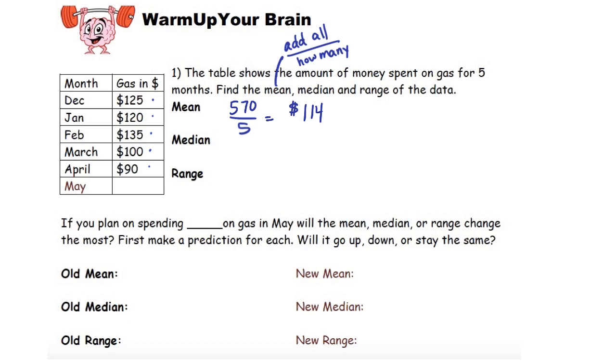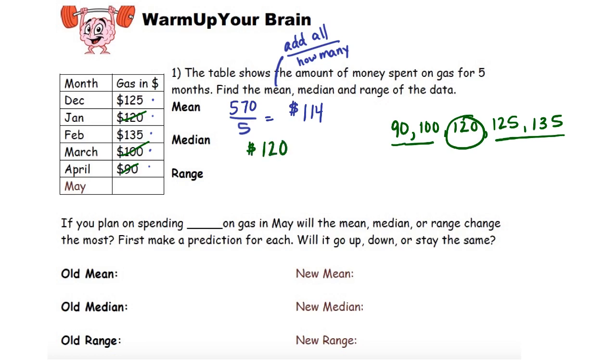Now for the median, what we need to do first is we need to put our numbers in order. So we're going to take our numbers and we're going to put them in order from smallest to biggest. We have 90, 100, 120, 125, and 135. Now remember, for the median, it is the middle number. So I'm going to go in 1, 2, go in 1, 2. This is the number right in the middle, $120.